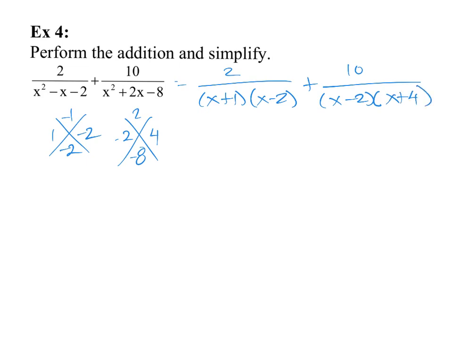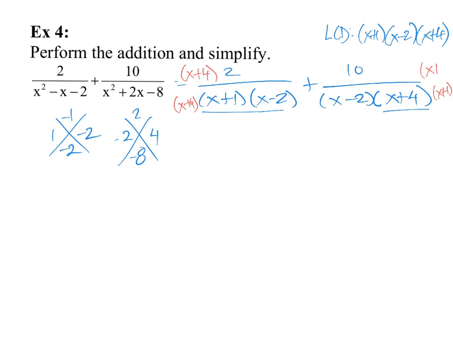All right, now I have to find a common denominator. So what is the least common denominator? Well, this one has an x plus 1. The other one doesn't. They both have an x minus 2. Cool. And this one has an x plus 4. So I need to get both denominators to look like that. So what are you going to do? I'll multiply this one here, top and bottom, by x plus 4. And I'll multiply the other one by x plus 1, top and bottom.